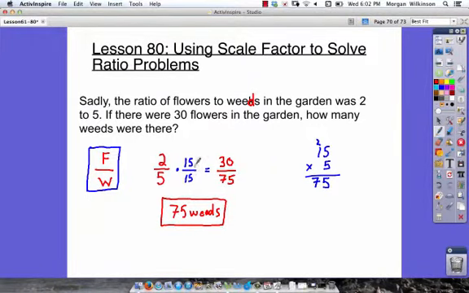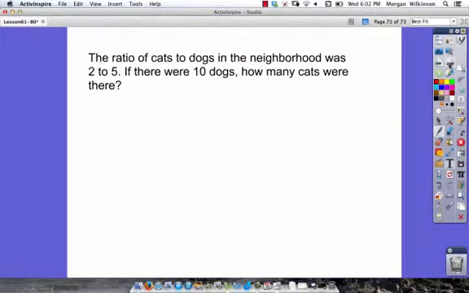A scale factor is always going to be some fraction that's equivalent to 1. Let's look at our next problem. The ratio of cats to dogs in the neighborhood was 2 to 5. If there were 10 dogs, how many cats were there?